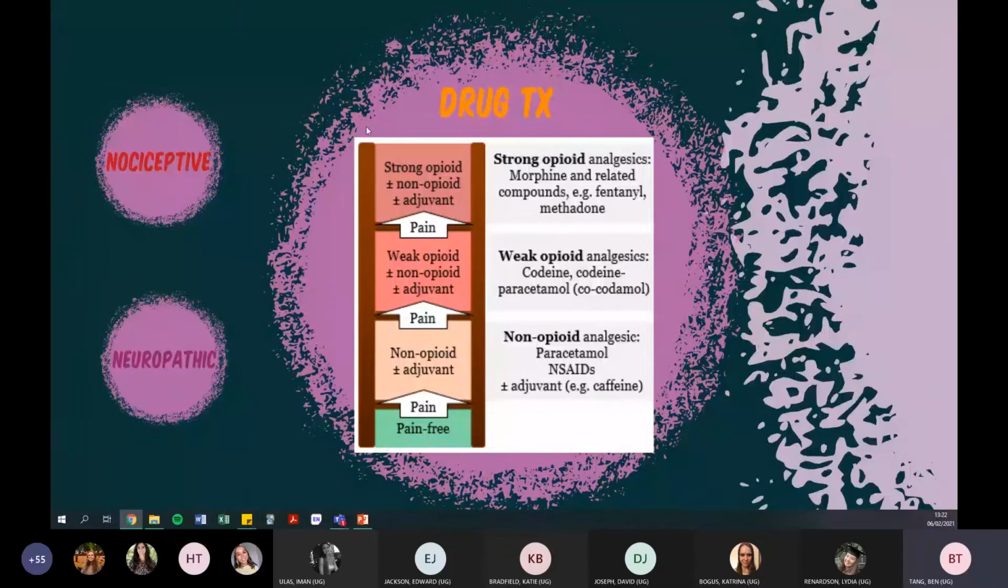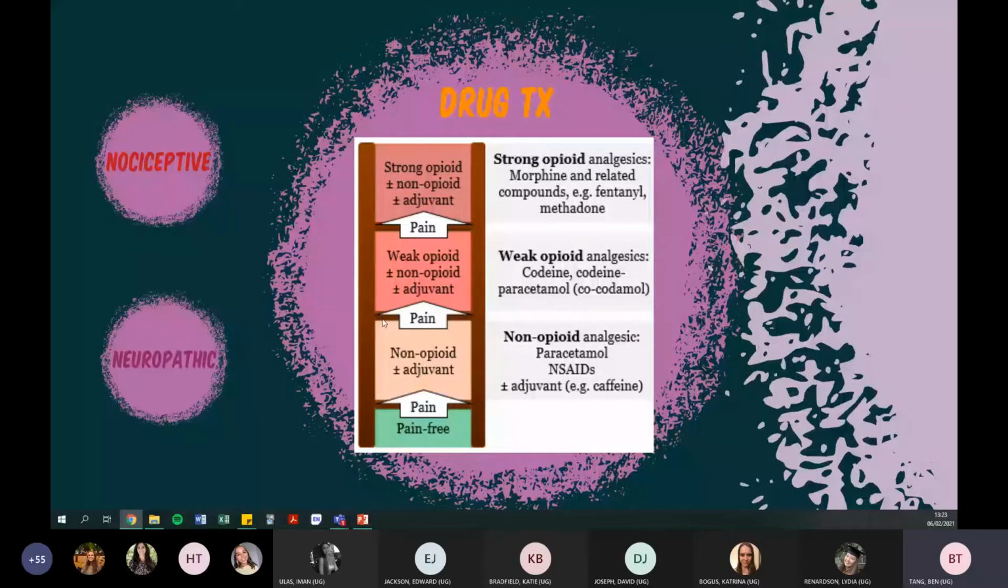Hopefully that's a yes. This is just your typical WHO pain ladder, right? Great, thanks, Katie. So what we have here is basically a stepwise guidance to pain itself and how to manage it. So, bottom here being pain-free, the first intervention you have is just a non-opioid intervention, right? So you start with NSAIDs or paracetamol, or possibly add an adjunct, which is caffeine.